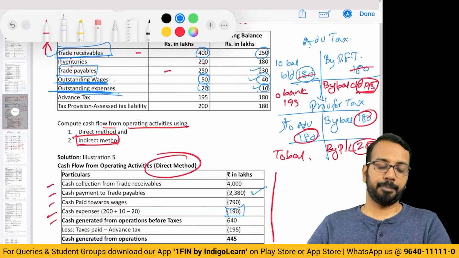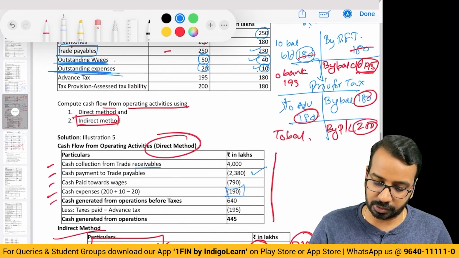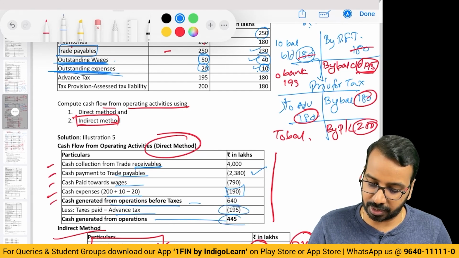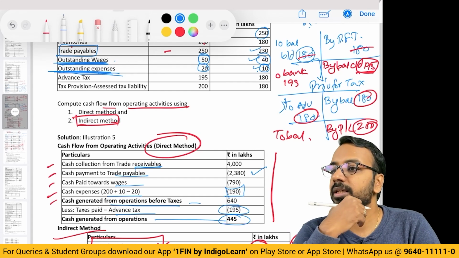Whenever you are getting stuck, the best way is to prepare a ledger, because when you prepare the ledger, you actually have clarity as to how the numbers are flowing. Or the statement that I prepared just now is also perfectly fine. Then you can put down in the format cash collection from trade receivables, payables, wages, expenses, cash generated from operations before taxes. Taxes paid we have already calculated. Cash generated is 445. Now this is only for operating activity.